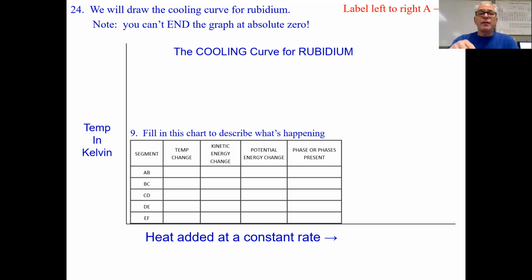And then we got this chart. Now, cooling curve starts out really hot. It has to start out hotter than the boiling point because it's going to start out as a gas. Even though rubidium's a metal, it's going to be crazy hot because it's going to be a gas. And then we're going to remove heat.